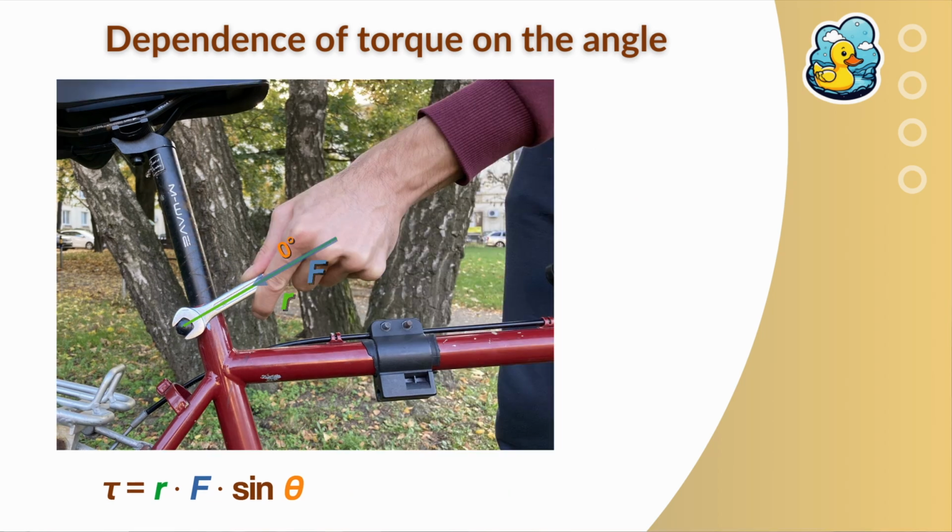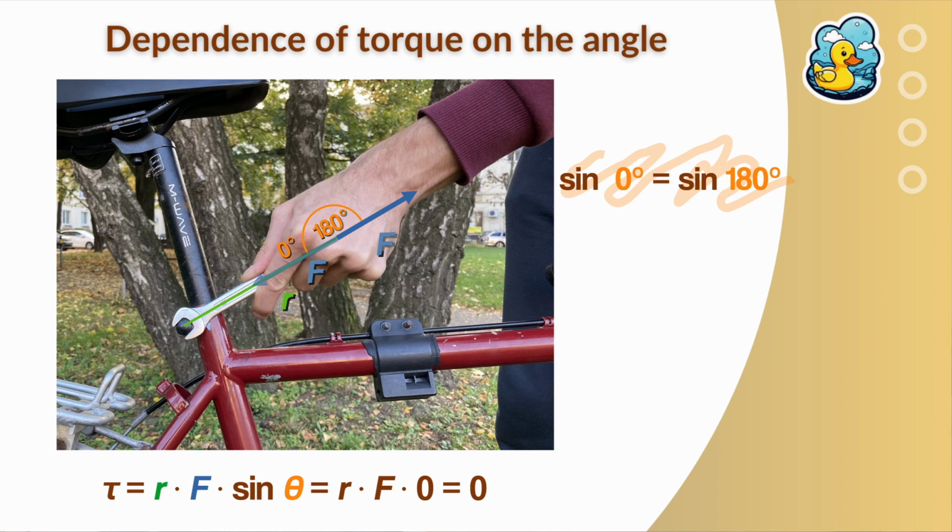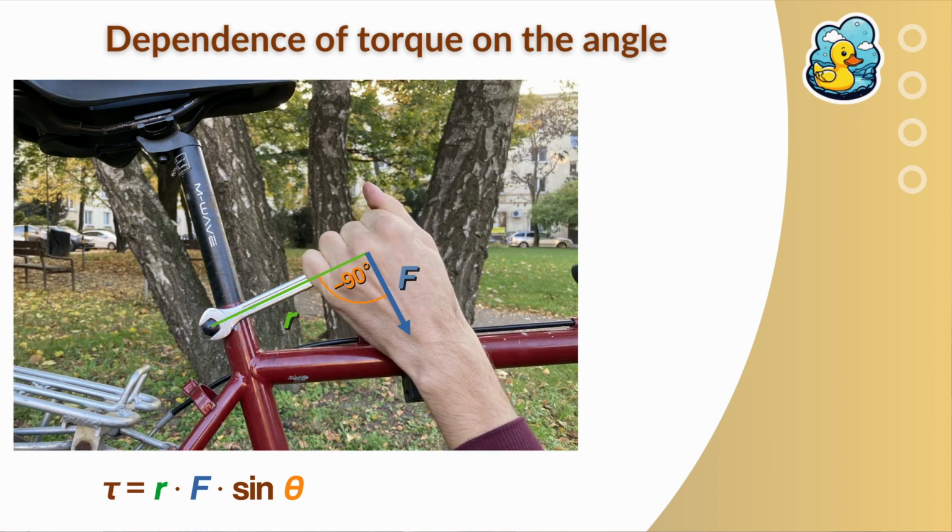We apply the force directly along the wrench handle, theta is 0 degrees, either pushing toward or pulling away from the pivot, there is no torque. The wrench doesn't turn at all. And if I reverse the direction of the force, applying it perpendicular in the opposite direction, the wrench rotates clockwise, producing maximum negative torque. Speaking of that, let's talk about positive and negative torque.